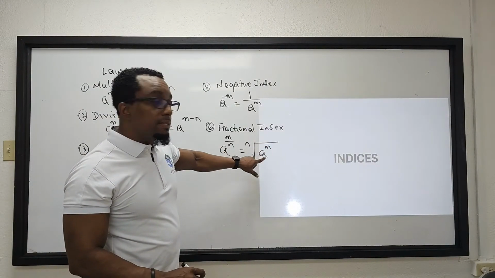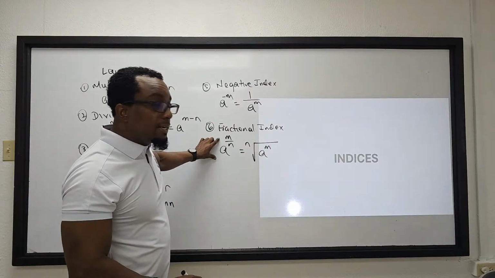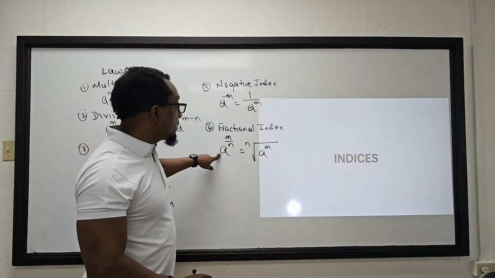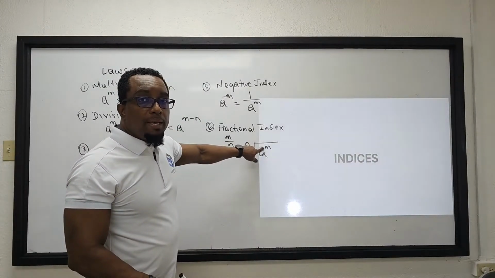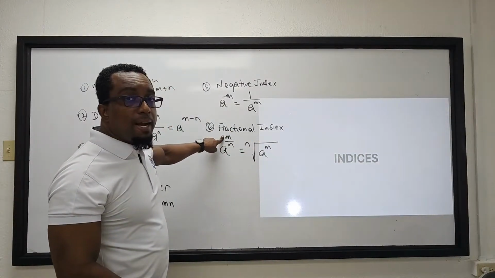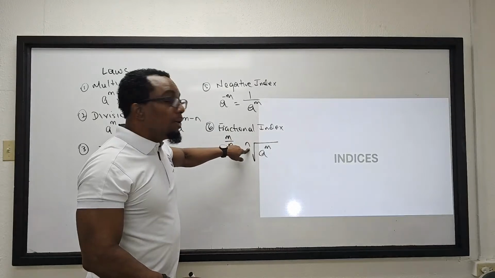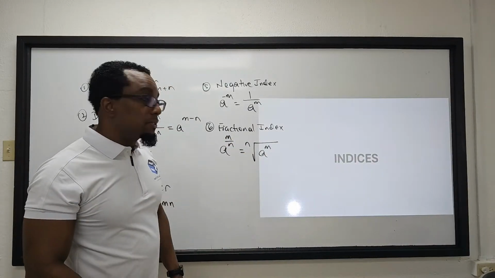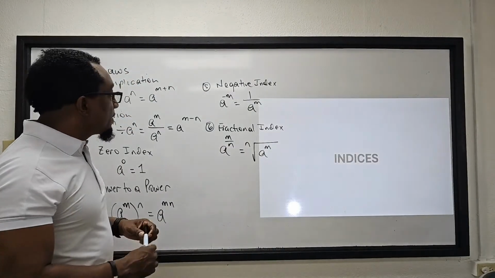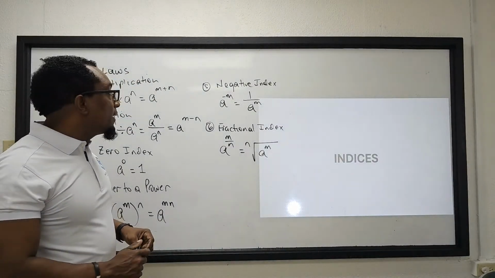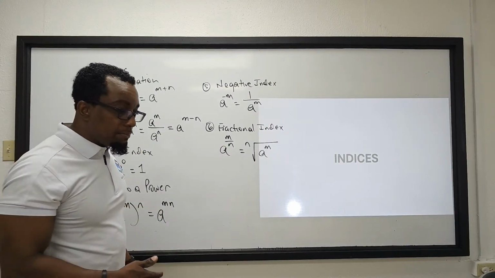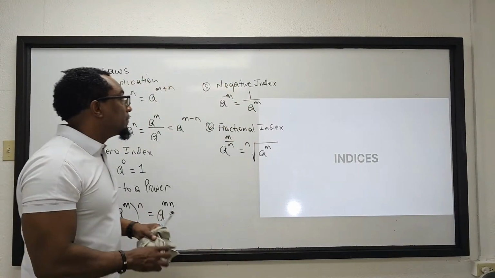You can convert this into a fraction index by simply, once you have the root symbol, this is the same as a, the power of m becomes the numerator of the fraction index, and the order of the root n becomes the denominator of the fraction index. So these are the laws of indices that you must remember, and of course we're going to apply them to some questions that we're going to see from the CSEC past papers where indices are involved.